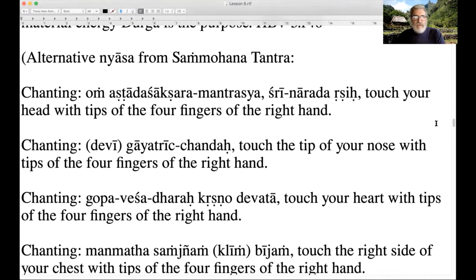So now continuing on. So the alternate nyasa for the Gopal Mantra, it means you don't have to do both. If you were making a procedure, you could do one or the other, and you don't have to do both.